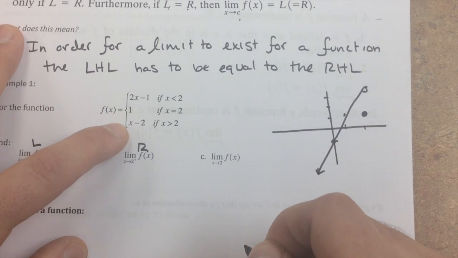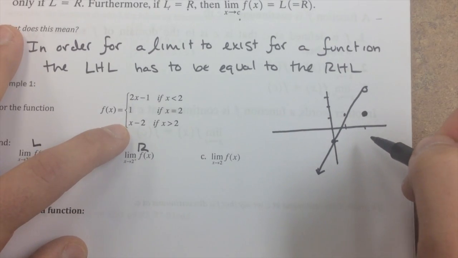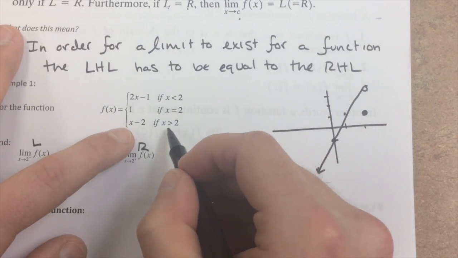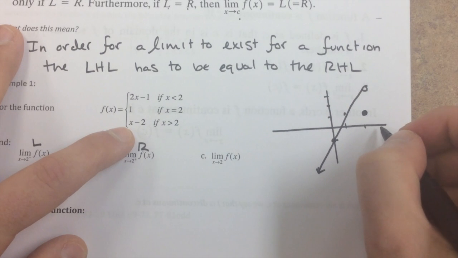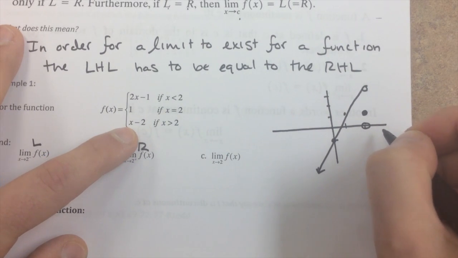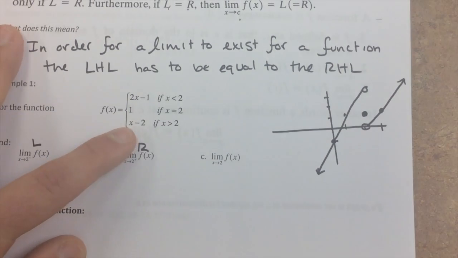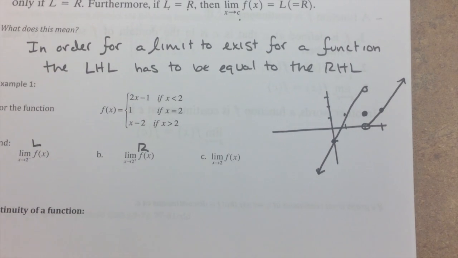And then x minus 2 for x greater than 2. If I plug in 2 here, I get 0. If I plug in 3 here, I get 1. So I get this kind of line. This is what our function is.